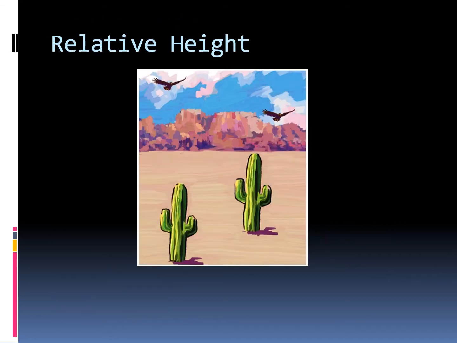So here's an example, right? The cactus on the right is farther away than the cactus on the left because it's higher up. The birds are actually the opposite. The bird on the left is higher up, but it's actually closer to us. Once you get above the horizon, it actually reverses. So the higher it is in the picture, the farther away it is, unless it's above the horizon like the birds, then it's closer to you.